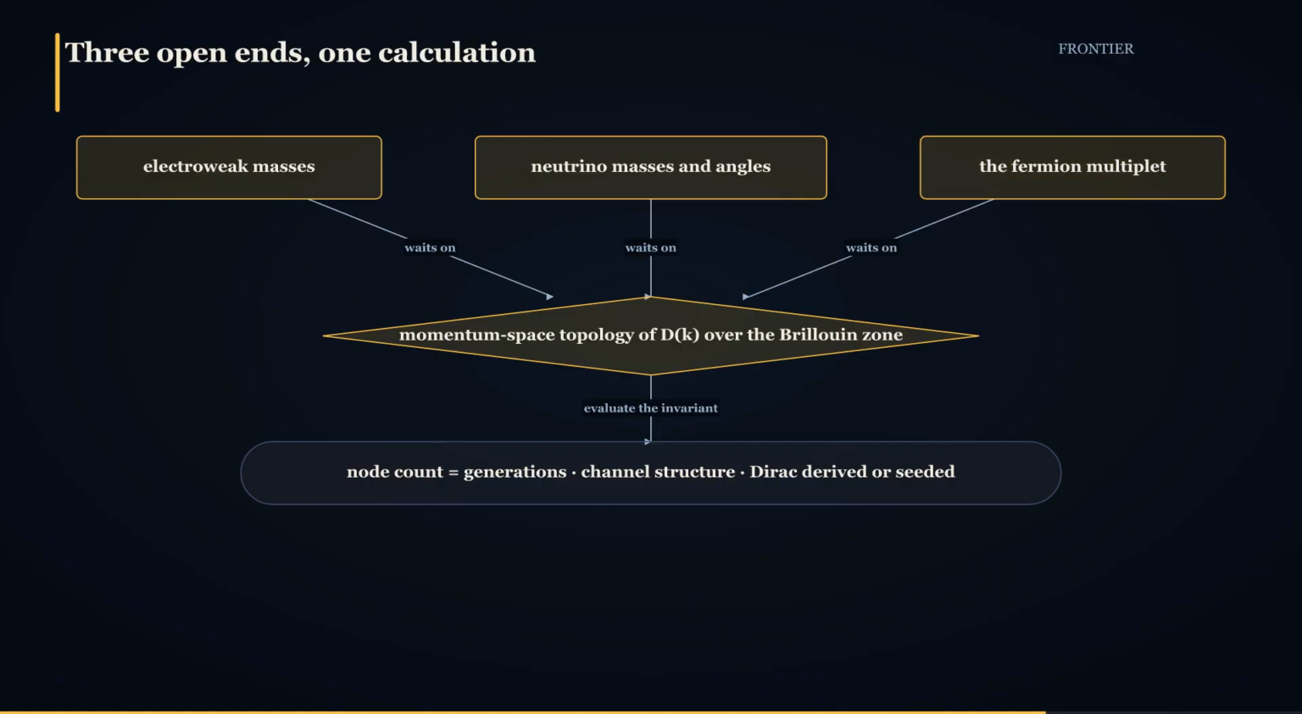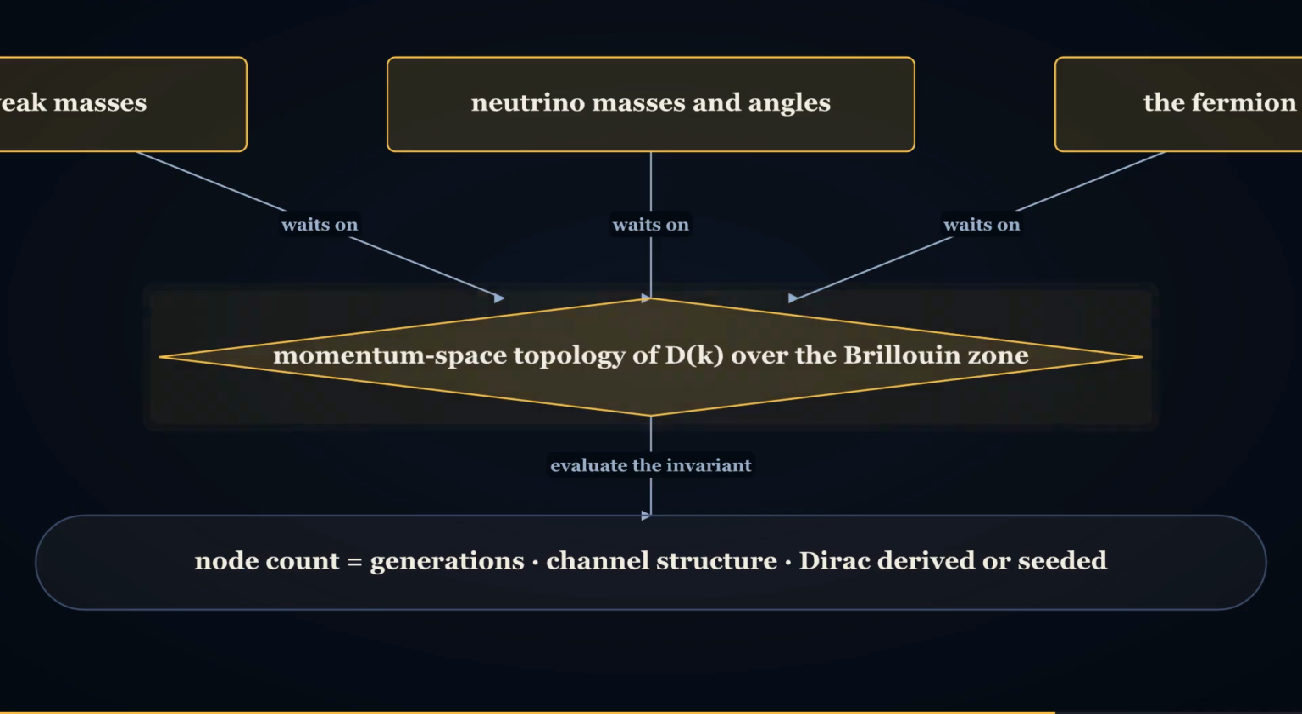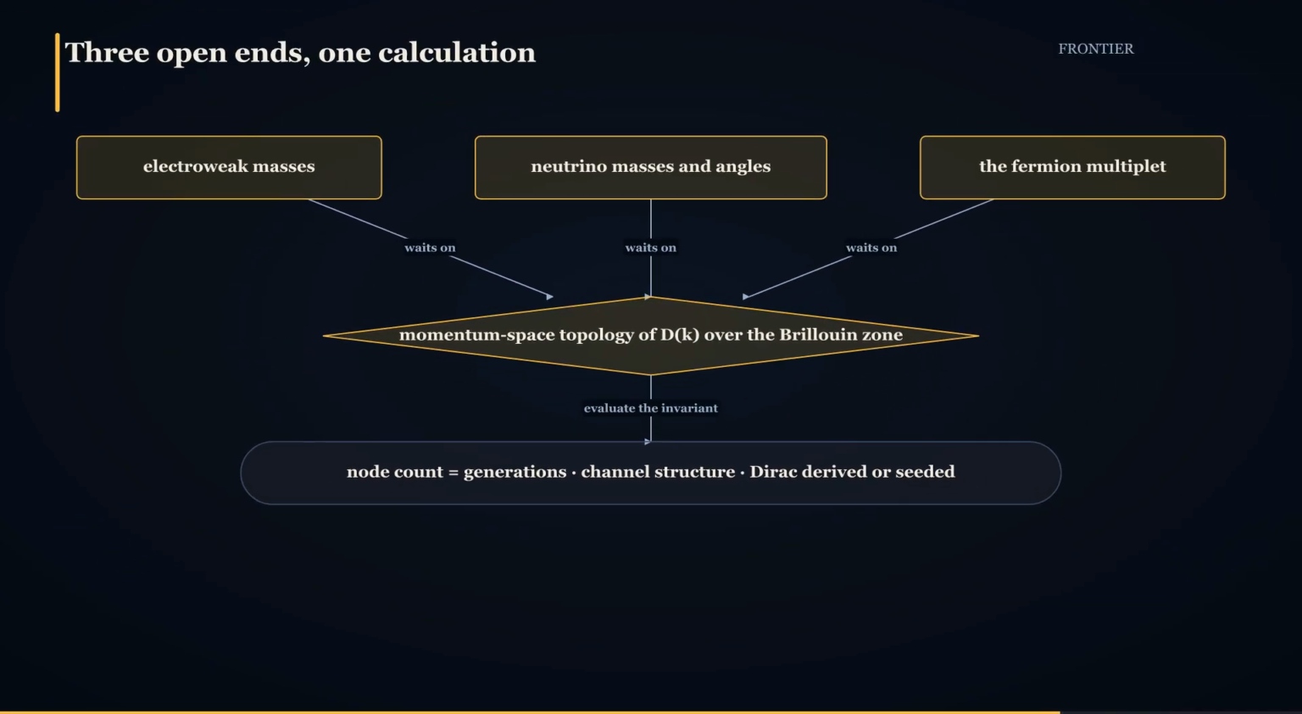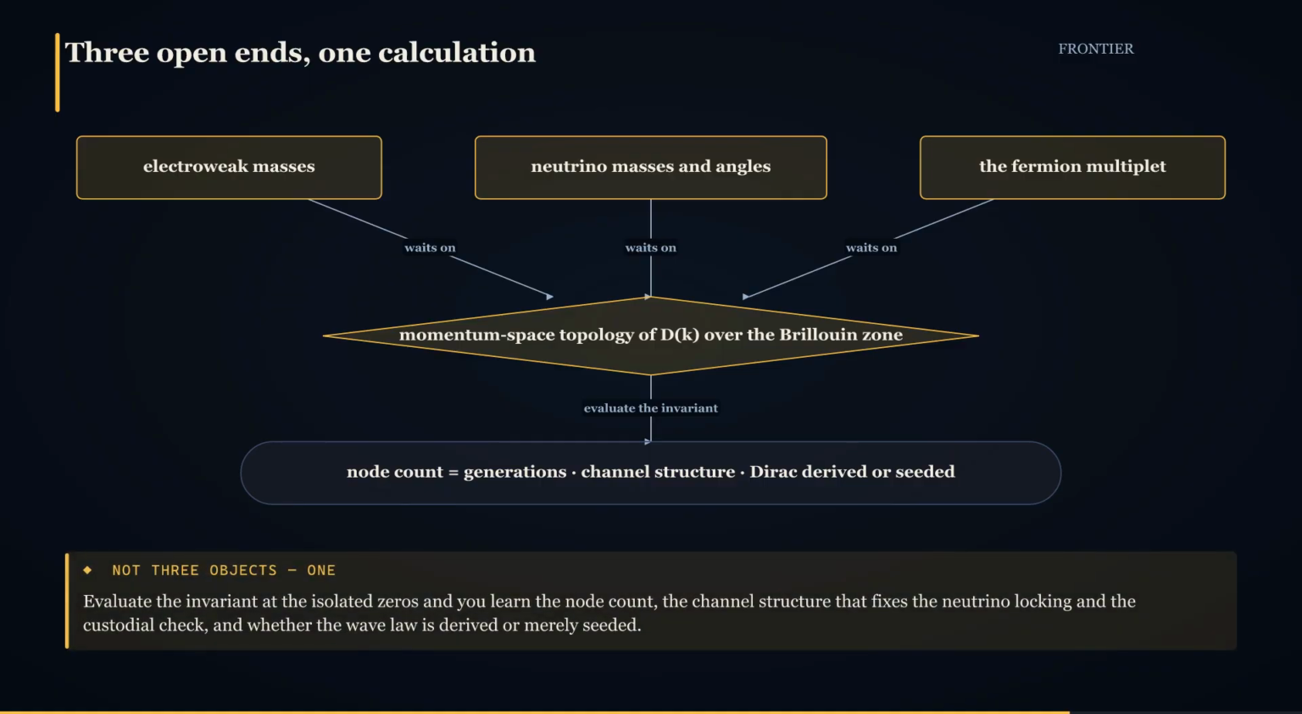Every one of those three is downstream of the same calculation, the momentum space topology of the dynamical matrix over the Brillouin zone. Evaluate the invariant at the isolated zeros, and you learn the node count, which is the generations. You learn the channel structure, which fixes the neutrino locking and the custodial check, and you learn whether the Dirac operator is derived or merely seeded.